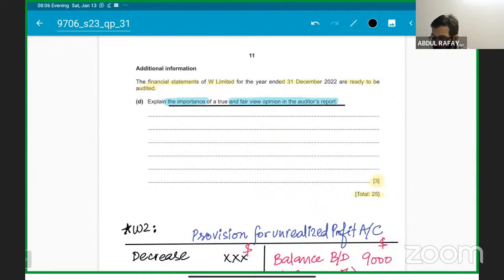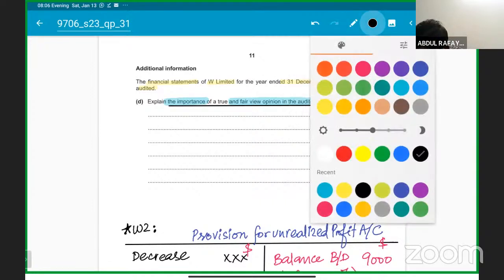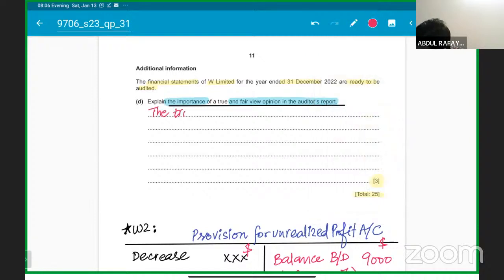So we have discussed this in detail. What does the true and fair view in the auditor's report mean? Anyone? Any points? That the financial statements are free from errors, and free from material misstatements, okay? The financial statements are not overstated or understated. The final accounts are not overstated or understated. So let's write it down.